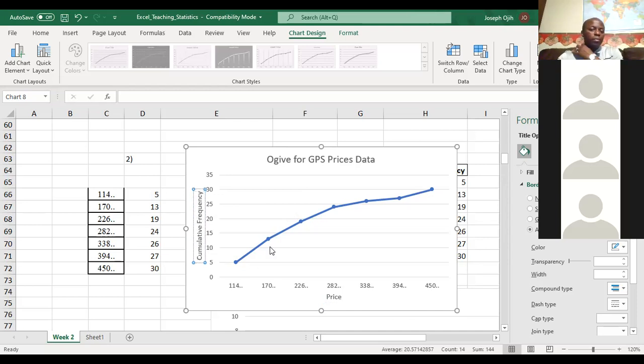It's a smooth curve. So you can say that about 20 of these GPS units or fewer were sold for about $227, and so on and so forth. I mean, a journalist can write a full article on this short graph, but we statisticians are more concise, straight to the point. Any question to me or for me?